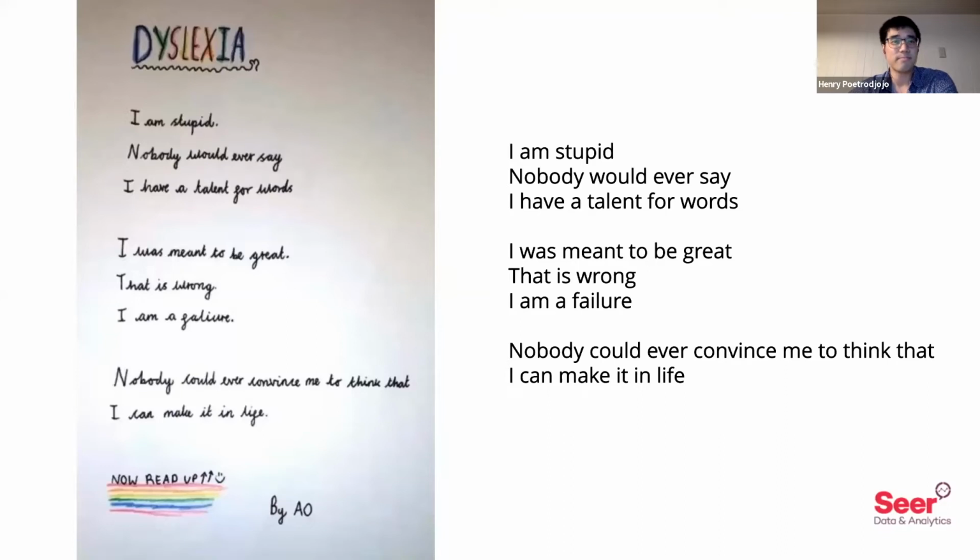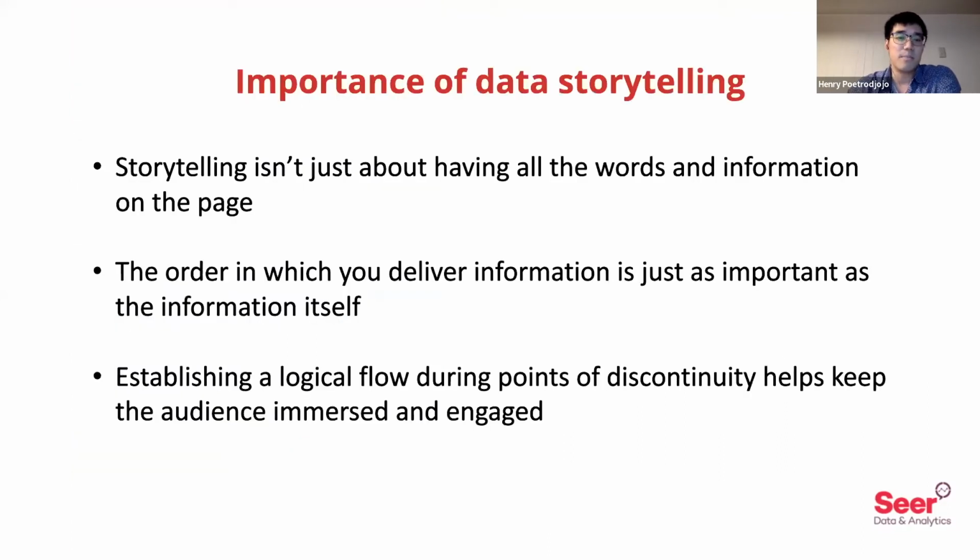So why have I shown you this? The point that I'm trying to make here is that storytelling isn't just about having the right words and information on the page. The order in which you deliver this information is just as important as the information itself. You might have also noticed that when I was reading it backwards, I enunciated very different words, and all of this sort of ties into how you tell a good story.